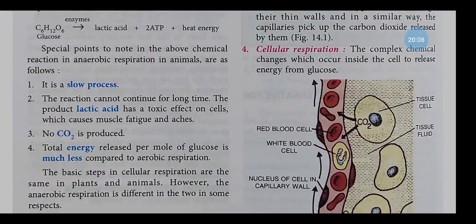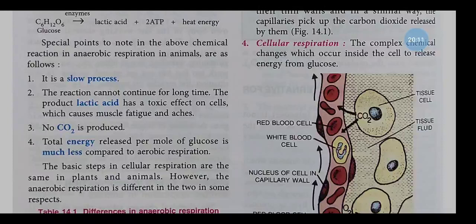First, it is a slow process. Second, lactic acid is produced, and that lactic acid has a toxic effect on the cells. So, that is why the lactic acid needs to be eliminated from the specific region. No carbon dioxide is produced in anaerobic respiration. Now, the total energy released per mole of glucose is much less as compared to aerobic respiration. Means in aerobic respiration more energy is released, but in anaerobic respiration less energy is released.